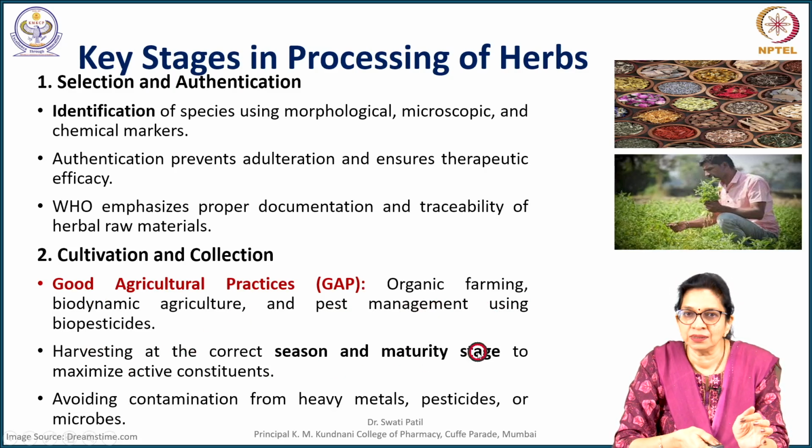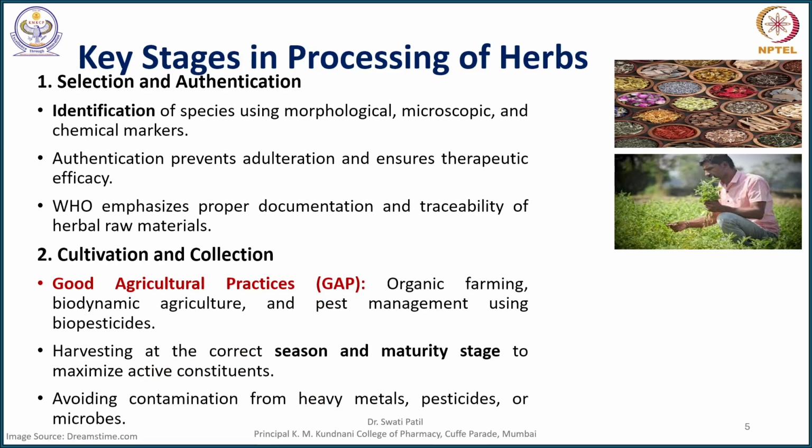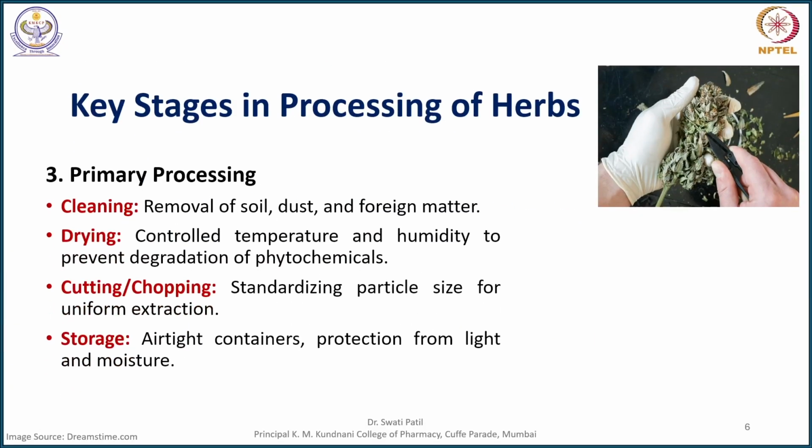Harvesting at the correct season and maturity stage to maximize the active constituents is part of good agricultural practices. Avoiding contamination from heavy metals, pesticides or microorganisms is also part of good agricultural practices.